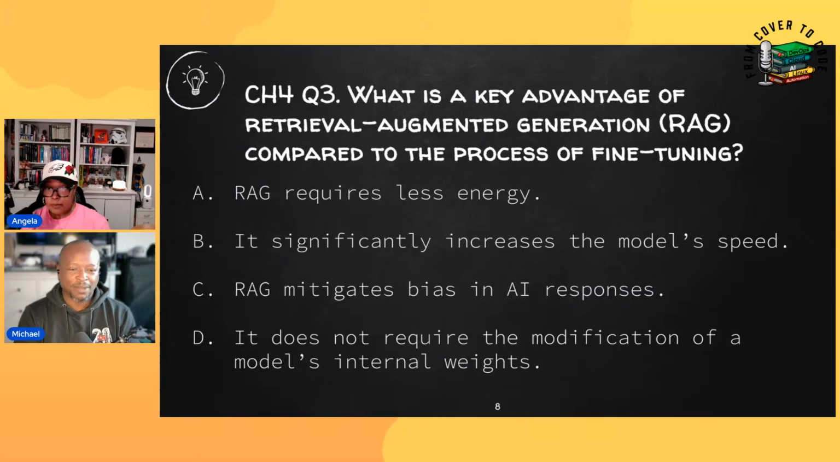What are you thinking about removing out of the gate? It requires less energy. We talked about cost and how AI infrastructure uses energy and is expensive, but not in the context of RAG. So I would get rid of that one. We didn't really talk about increasing the model's speed very much either. I don't think so.